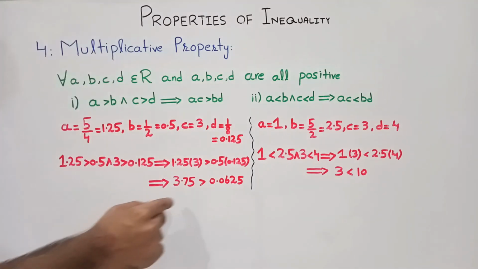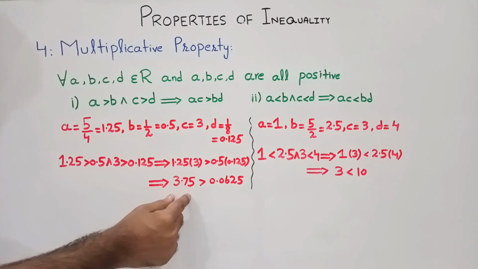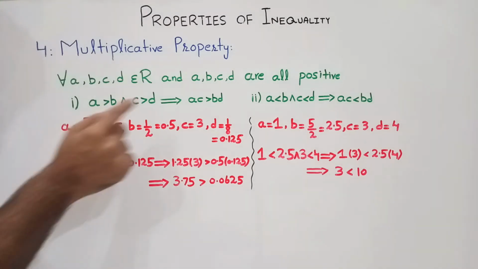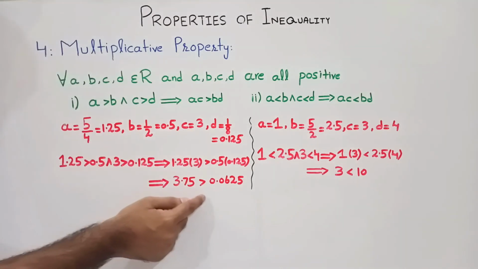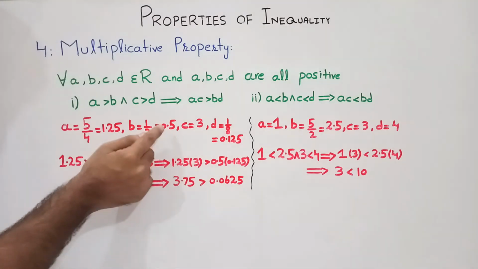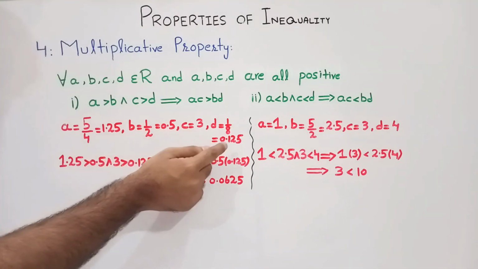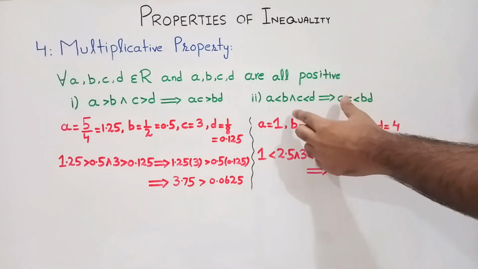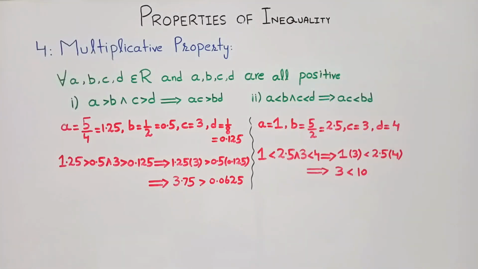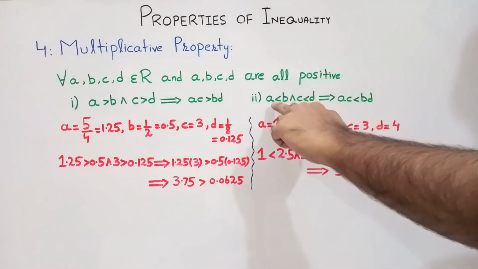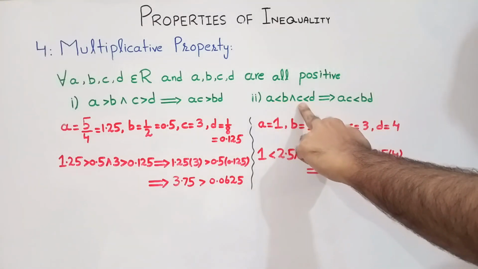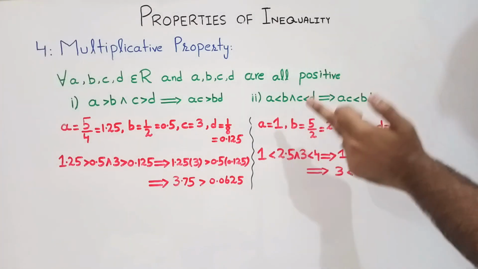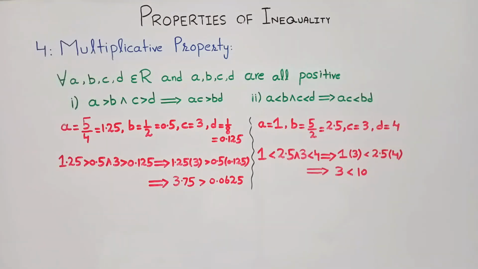Now you can see the product of two greater numbers 1.25 and 3 is greater than the product of two smaller numbers 0.5 and 0.125. So this means this condition is correct. Now let's talk about the second condition. For this condition, the multiplicative property says the product of two smaller numbers A and C would be less than the product of two greater numbers.